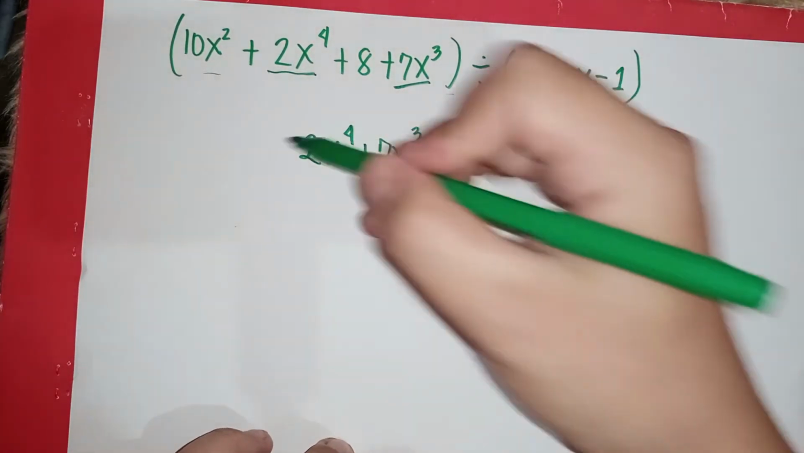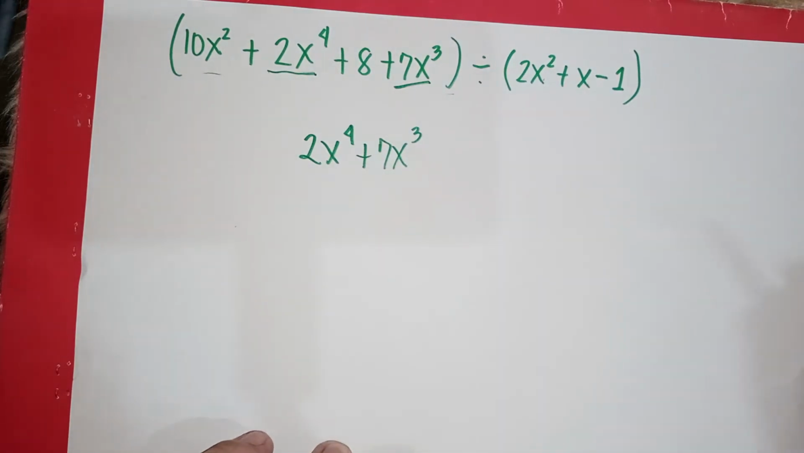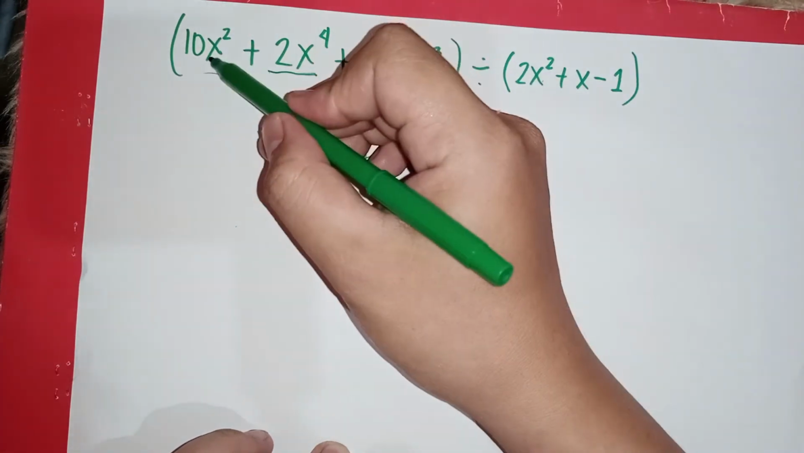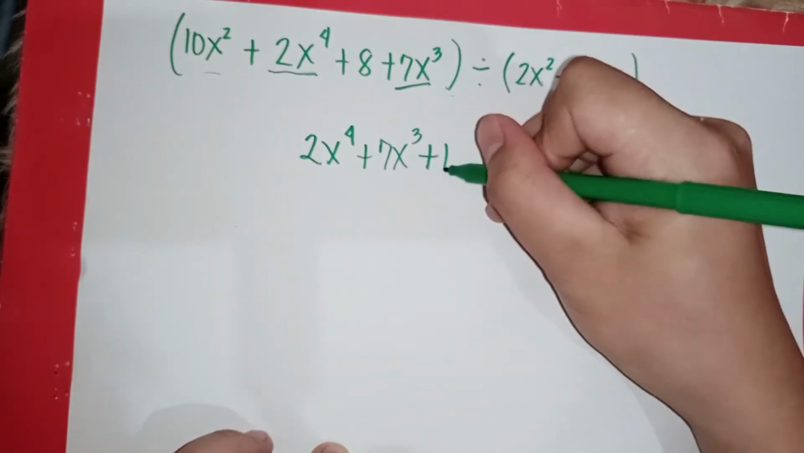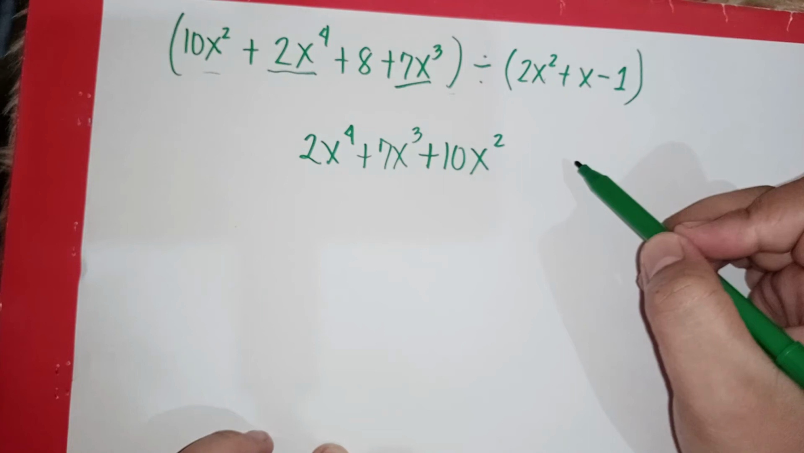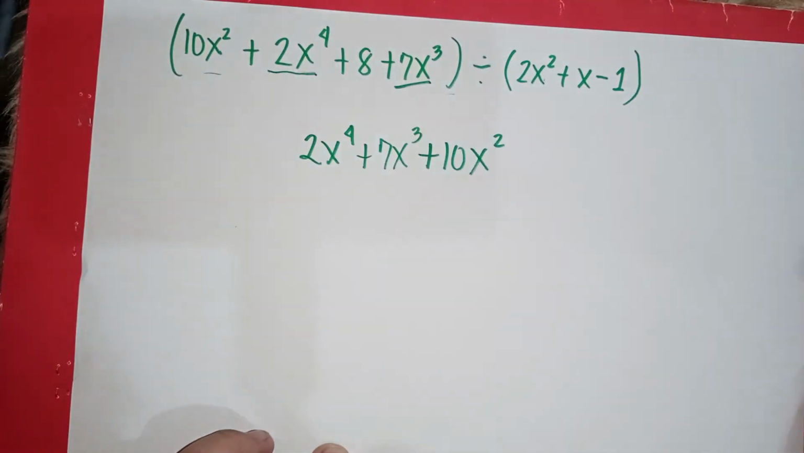Okay? Kuha nyo mga boss. Dapat naka-descending order po yung exponent ng ating variable. So, after x cubed, followed by x squared. So, this is plus 10x squared. Okay? Next, we have 4, 3, 2, 1. So, wala tayong 1. Wala tayong x.